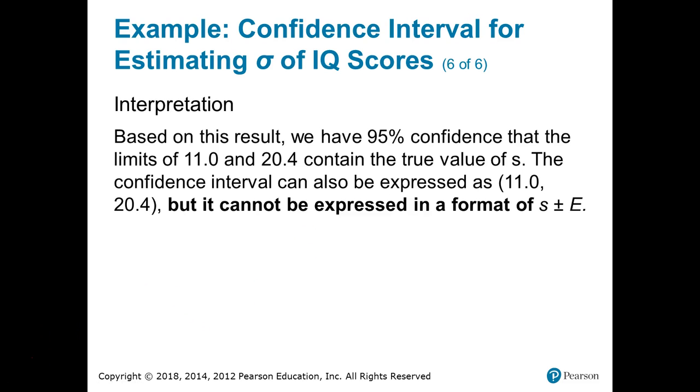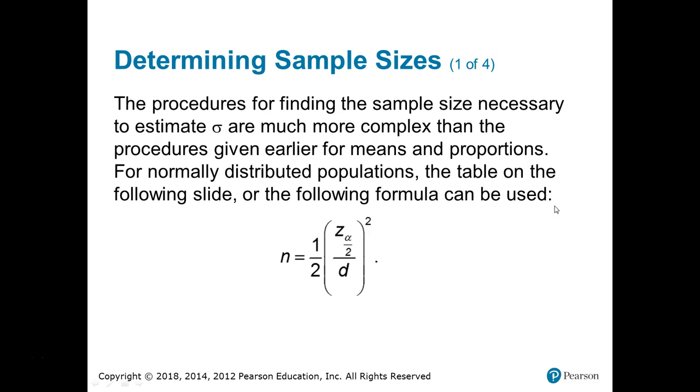So, interpretation: based on this result, we have 95% confidence that the limits of 11 and 20.4 contain the true value of sigma. The confidence interval can be expressed as 11.0 < sigma < 20.4, but it cannot be expressed in the plus-or-minus format because of the way the distribution is shaped.